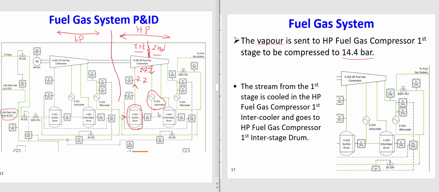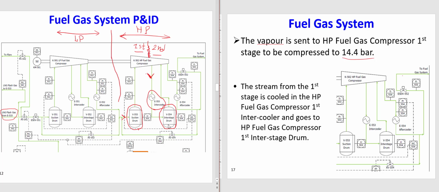Okay, so just let me clean it a bit again. So now, after the first stage of the high pressure compressor, we send it to the intercooler, and then it goes to the interstage drum, exactly like the previous low pressure compressor. So after the intercooler, the temperature decreases, and now it goes to the interstage drum to remove any possible liquid.